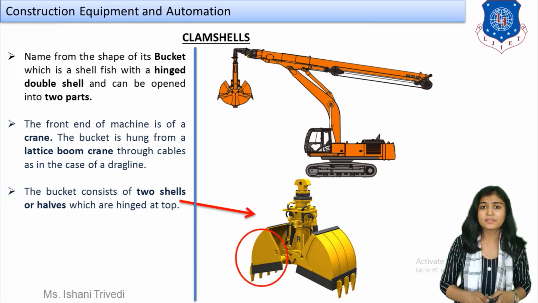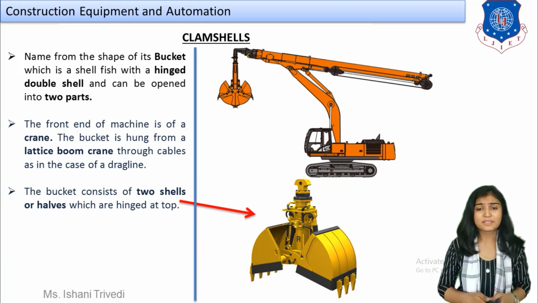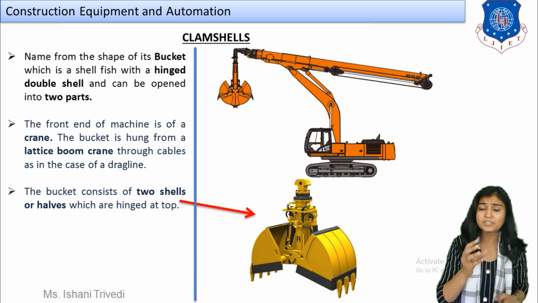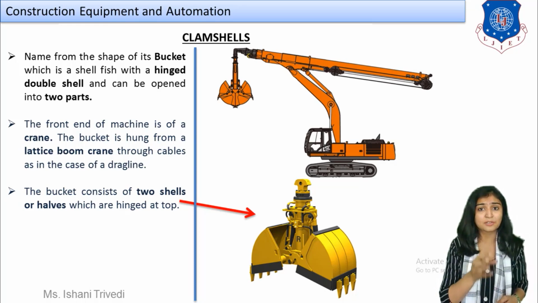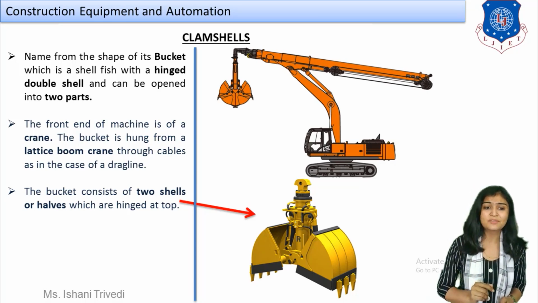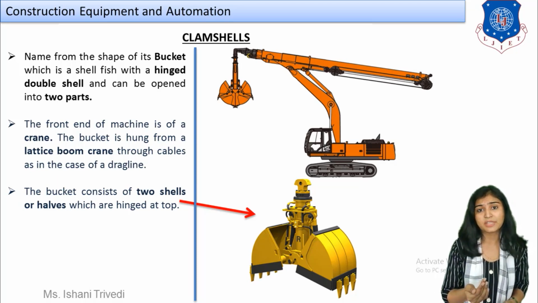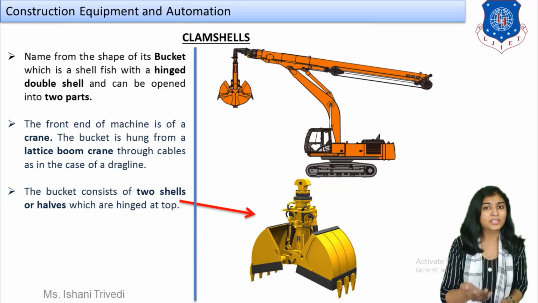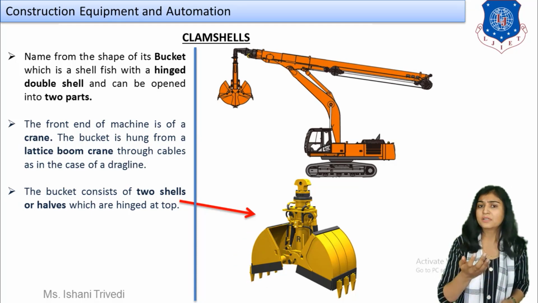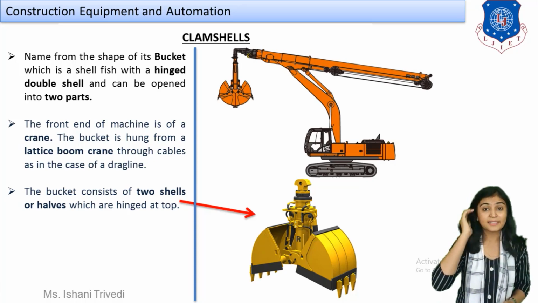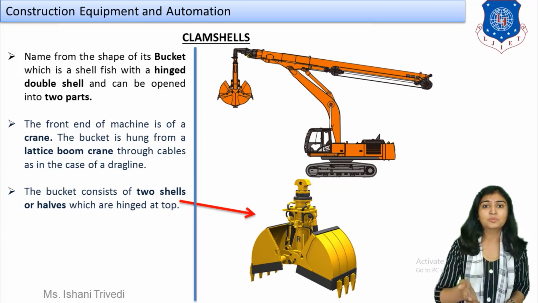Let us move forward with the proper theories regarding the same. The name of the shape of its bucket is derived from the shell of the fish, which is why it is called a clamshell, which we already discussed. It can be opened in two parts. The front end of the machine is a crane, and the mounting will be done with the help of the crane. We are going to call it a boom cable. Next, it is hung from a lattice boom crane through the cables, as in the case of a dragline.